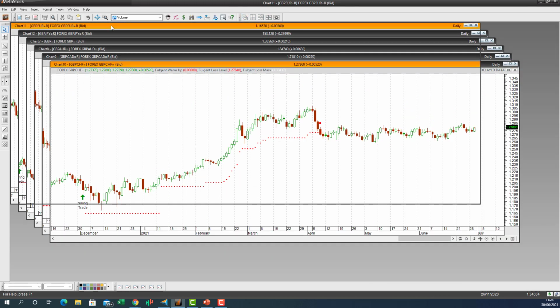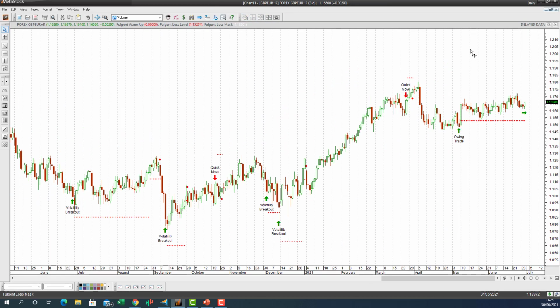Let's go to sterling euro. Yeah, we can see we've had 2 volatility trades back here. Another December huge volatility trade. That one lasted quite a long time, and then we had a quick short sell there. Another swing trade to the long side. So you can see quite a lot of trades over the last couple of months on the sterling euro trade.